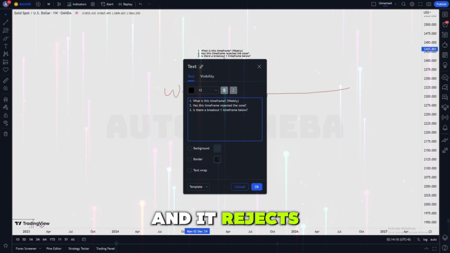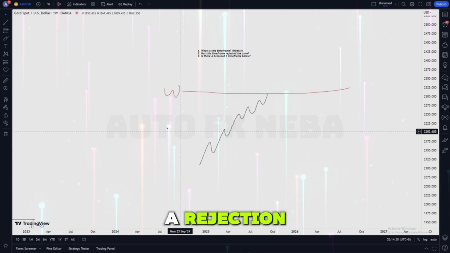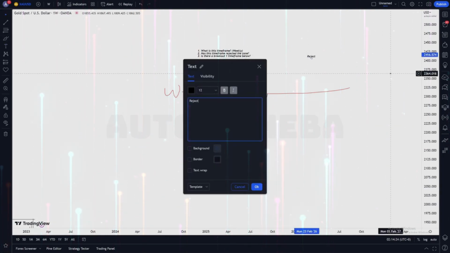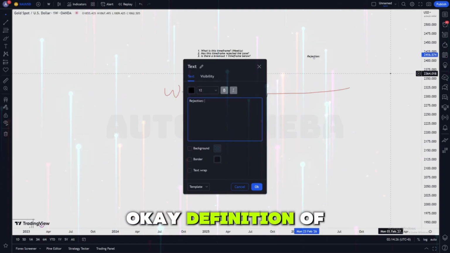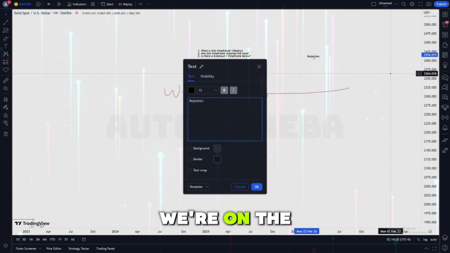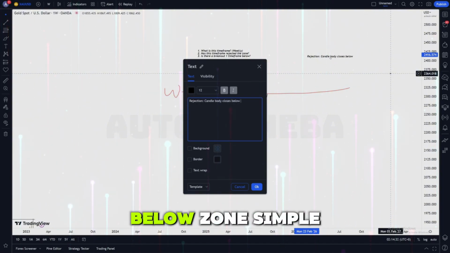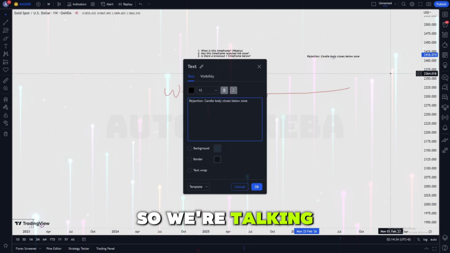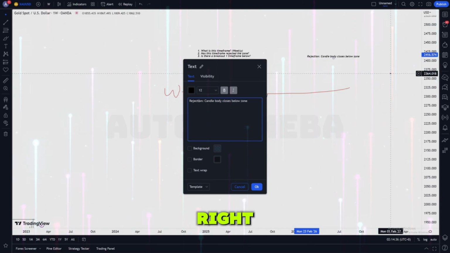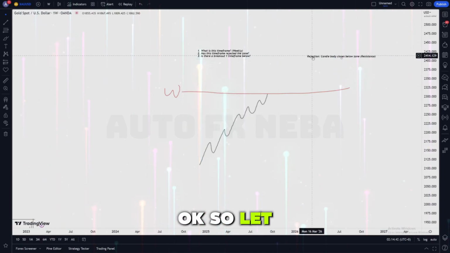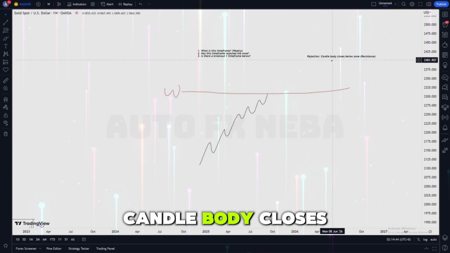And it rejects. Okay, what is a rejection? What's the definition of a rejection? Can anyone tell me the definition of a rejection? Okay, definition of a rejection. So let's say we're on the weekly, right? Candle body closes below zone. Simple. So we're talking about a rejection of resistance, right? Rejection: candle body closes below the zone.